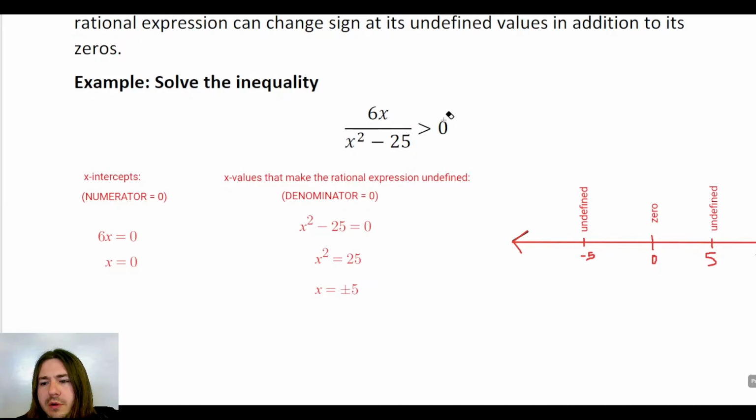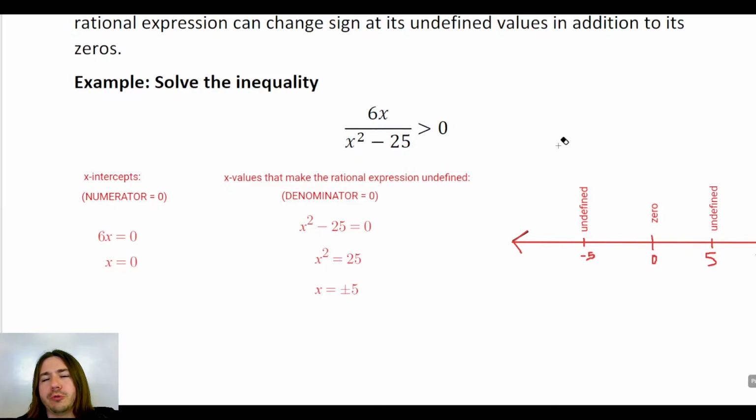If it's undefined, we're never going to include that in the solution set. But if it's 0 and this says greater than or equal to 0, then we would want to include that in the solution set. In this particular example, it doesn't make a difference because it doesn't say equal to. But as we go through some more examples, we're going to see some where we do have a less than or equal to or a greater than or equal to, where it would make a difference.